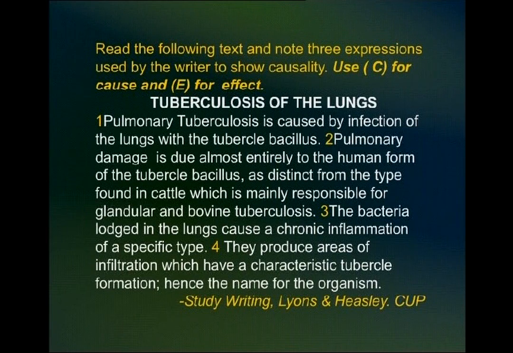Here is the passage, and you notice there are three expressions used by the writer to show causality. That is, cause. Use C for cause and E for effect. The text is tuberculosis of the lungs. Pulmonary tuberculosis is caused by infection of the lungs with the tubercle bacillus. Pulmonary damage is due almost entirely to the human form of the tubercle bacillus, as distinct from the type found in cattle, which is mainly responsible for glandular and bovine tuberculosis.